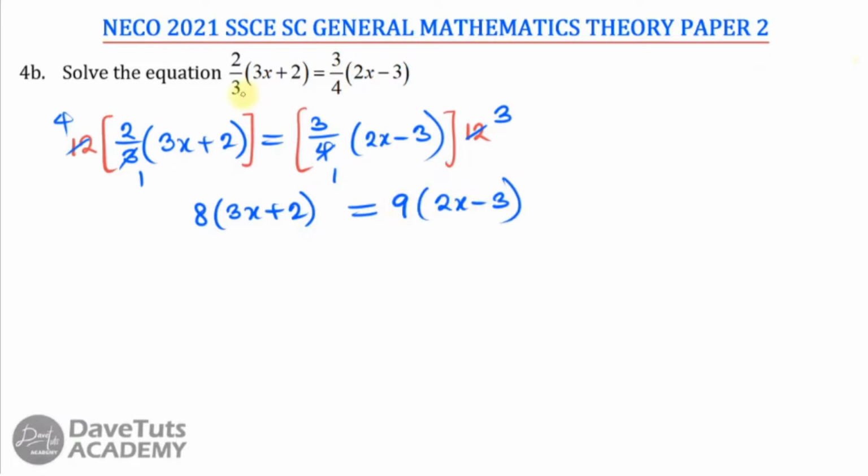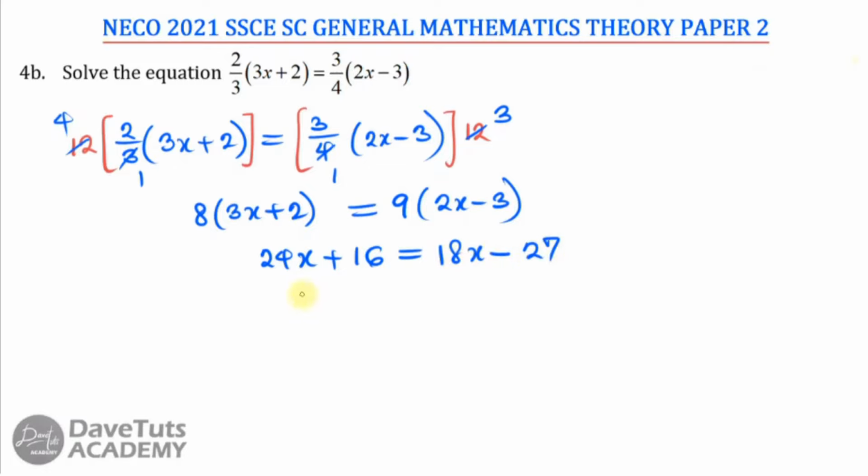It's the same thing as if you just want to directly cross multiply: 3 times 3 is 9, so you have 9, and 4 times 2 is 8. We are still going to arrive at the same thing. So we can now open up our bracket. 8 times 3x is 24x, plus 8 times 2 is 16, is equal to 9 times 2x is 18x, minus 9 times 3, that is 27.